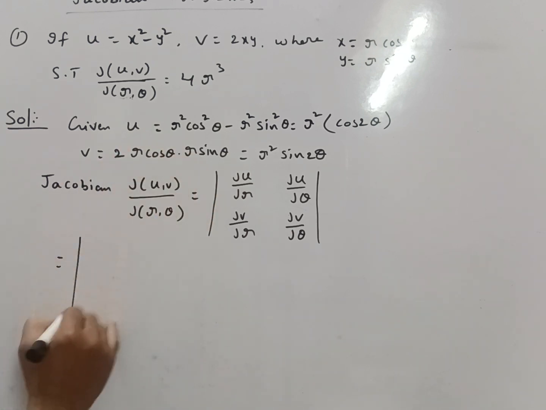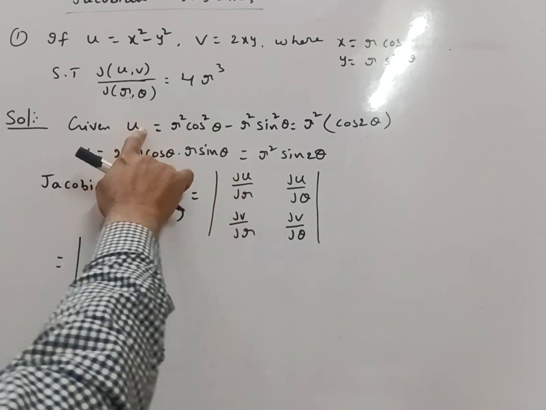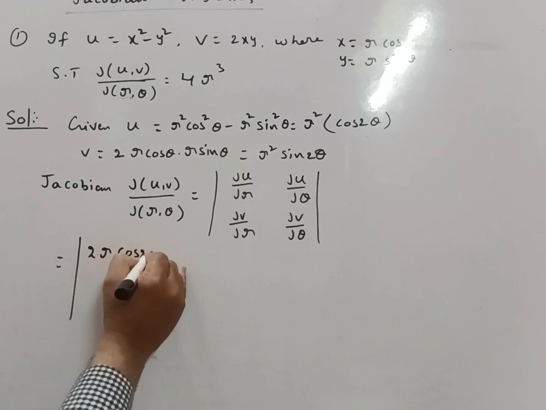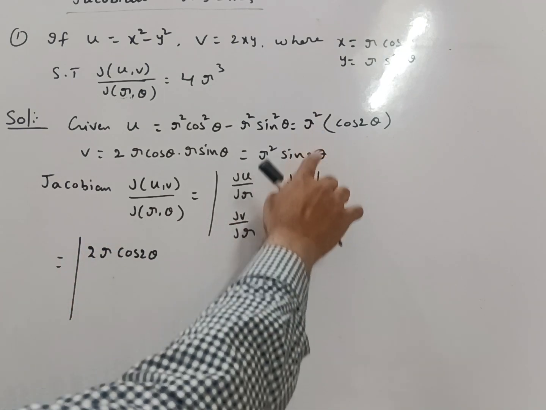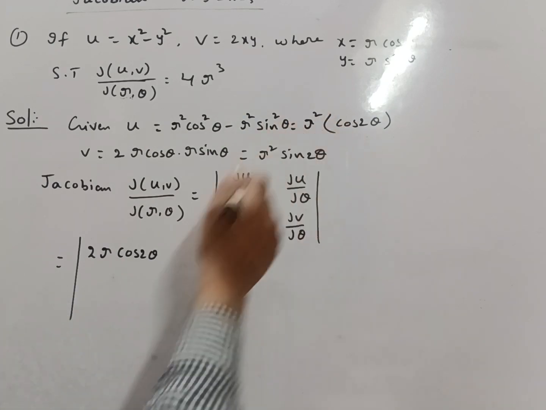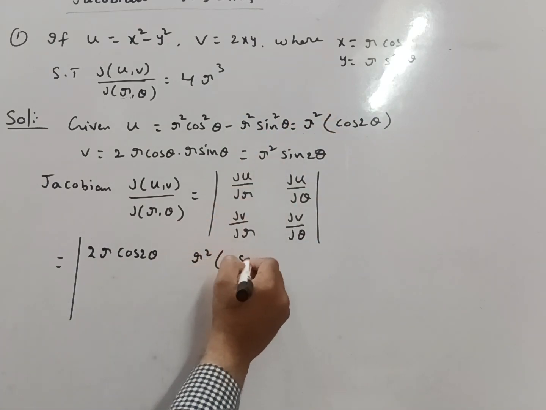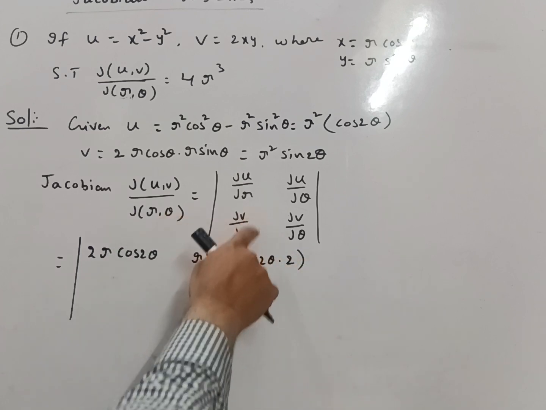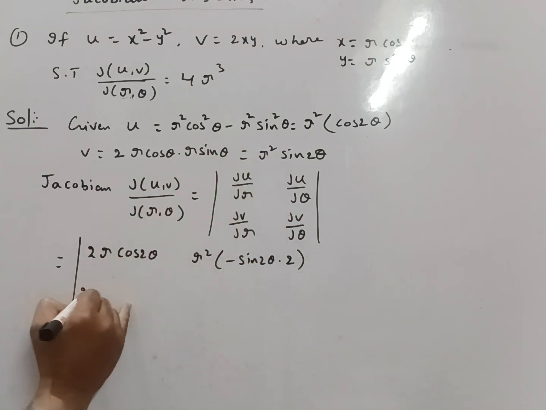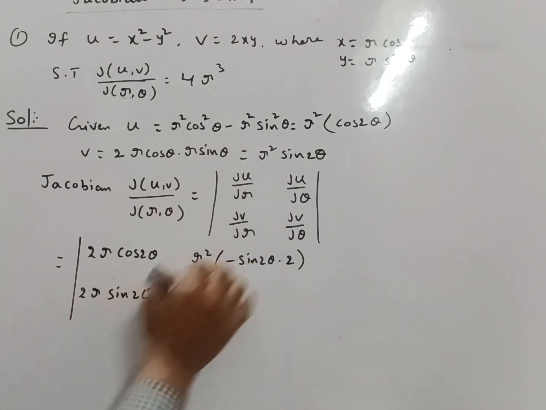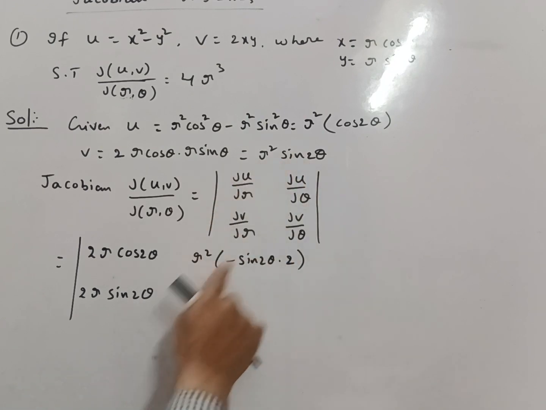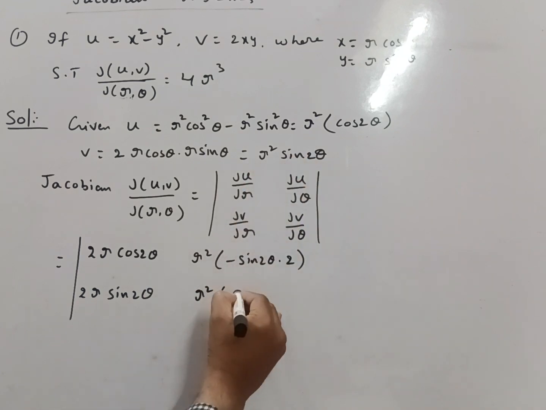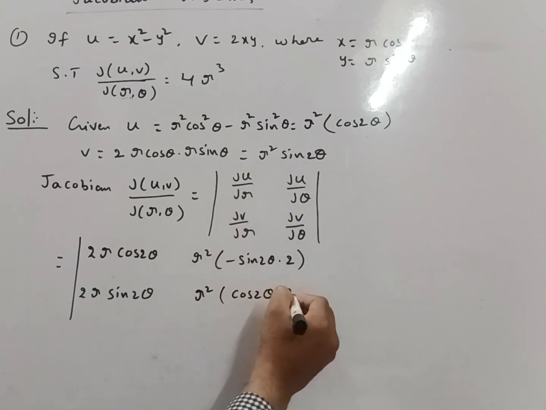So this is equal to mod dou u by dou r: u with respect to r, r square gives 2r, so 2r cos 2 theta. Dou u by dou theta: r square is as it is, cos 2 theta will give you minus sin 2 theta, and by the chain rule, the differentiation of 2 theta is 2. Next, dou v by dou r: r square gives 2r, sin 2 theta is as it is. Dou v by dou theta: r square into sin 2 theta, the differentiation gives cos 2 theta into 2.